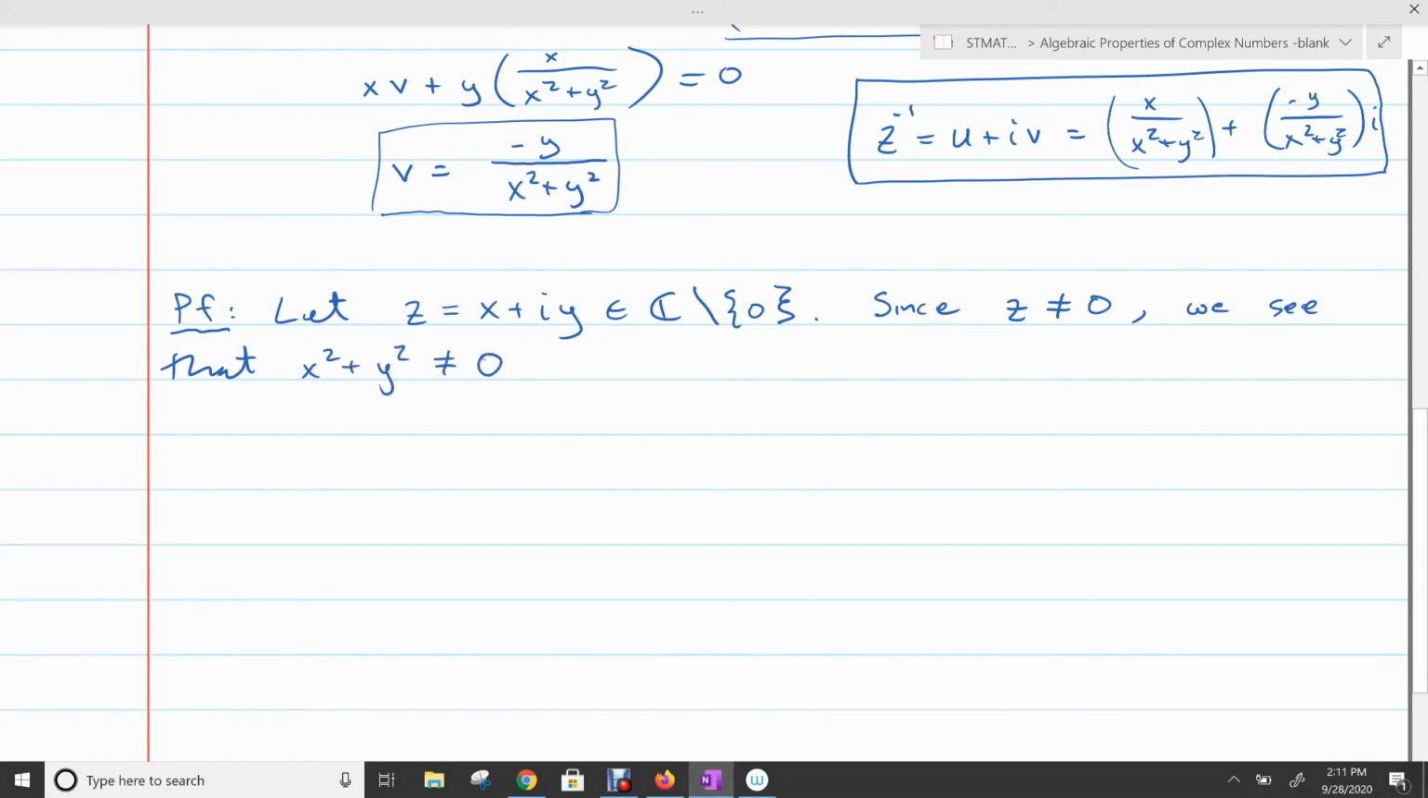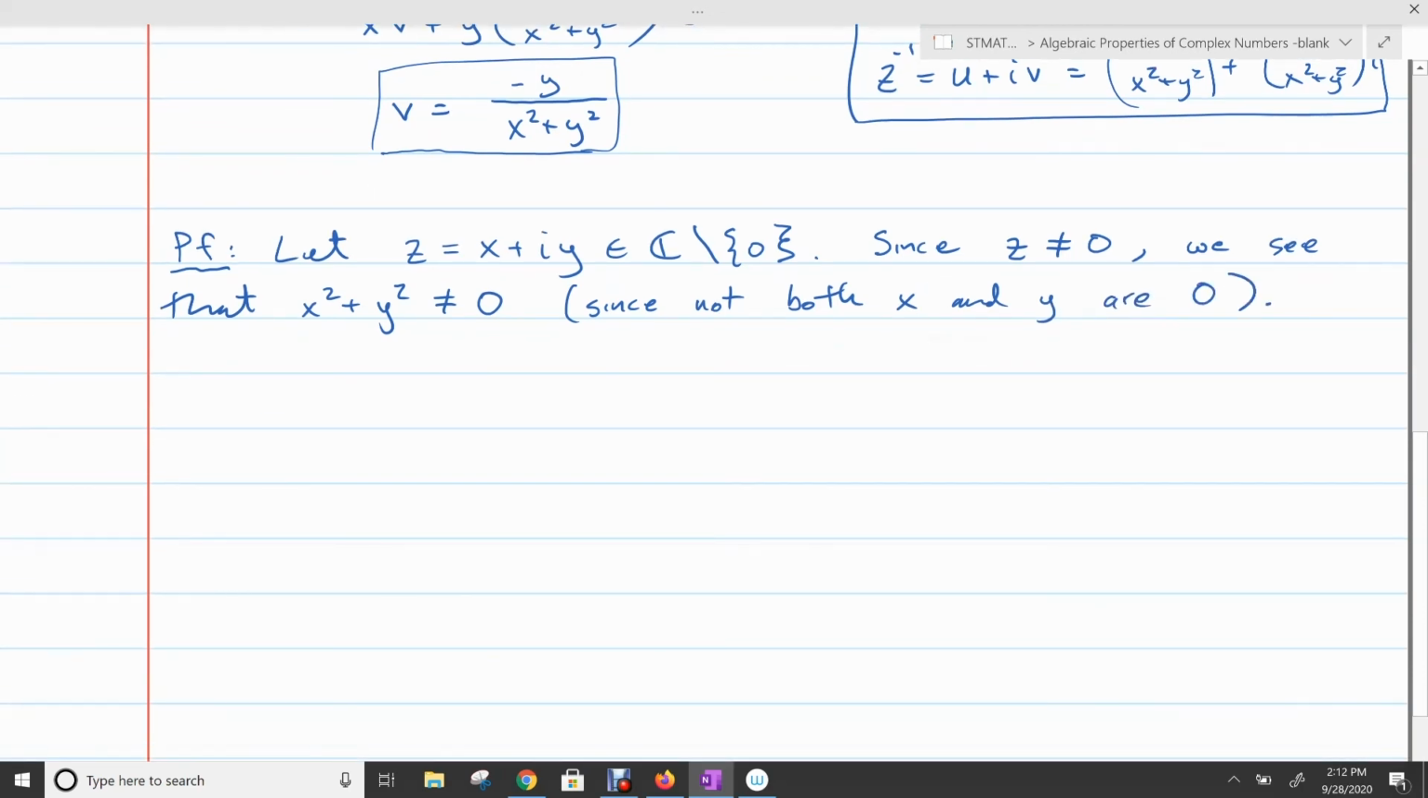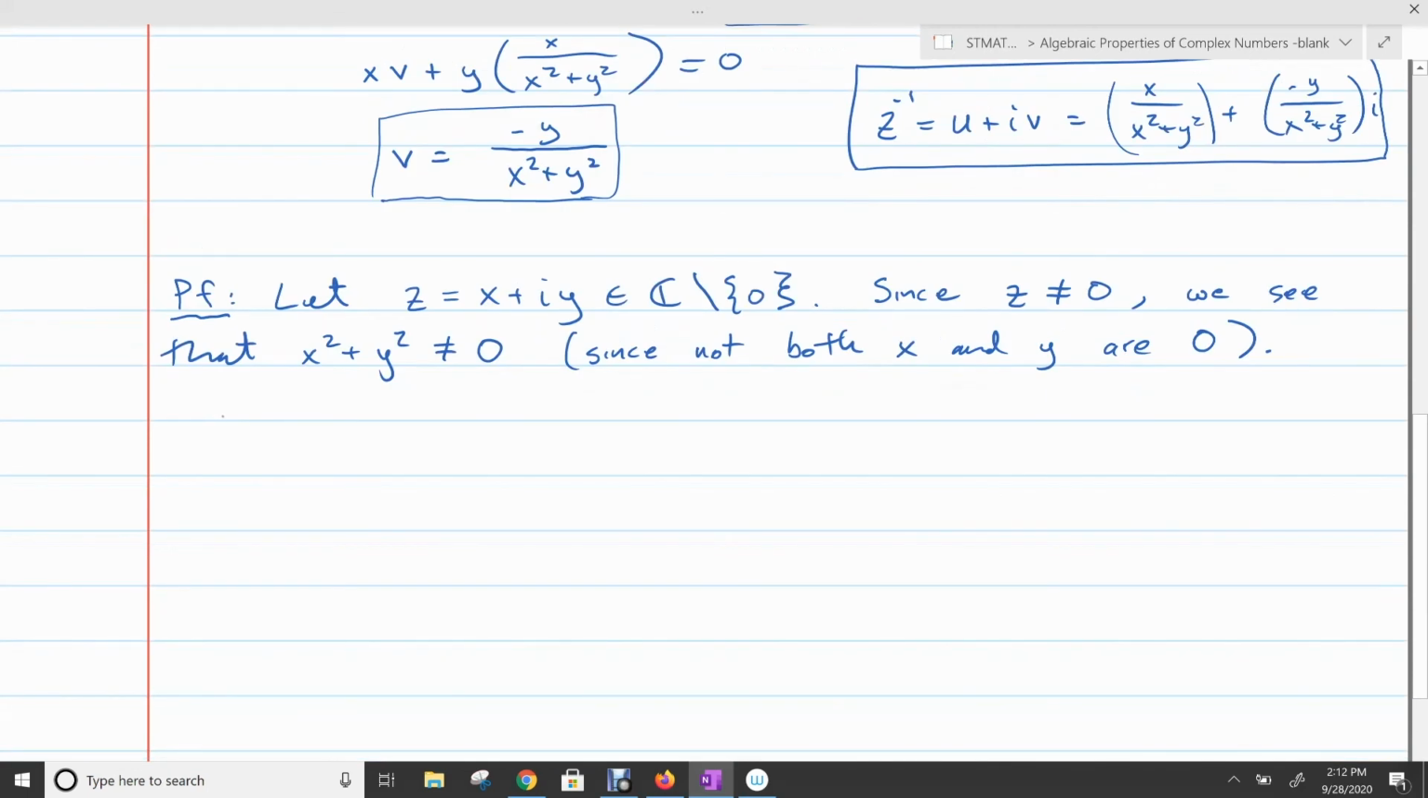Because if x squared plus y squared were equal to 0, that would mean that both x and y have to be 0, but we know that x and y are not both 0. Having established that, we can pull out what we think z inverse is. Let z inverse equal this magical quantity that we found a minute ago.